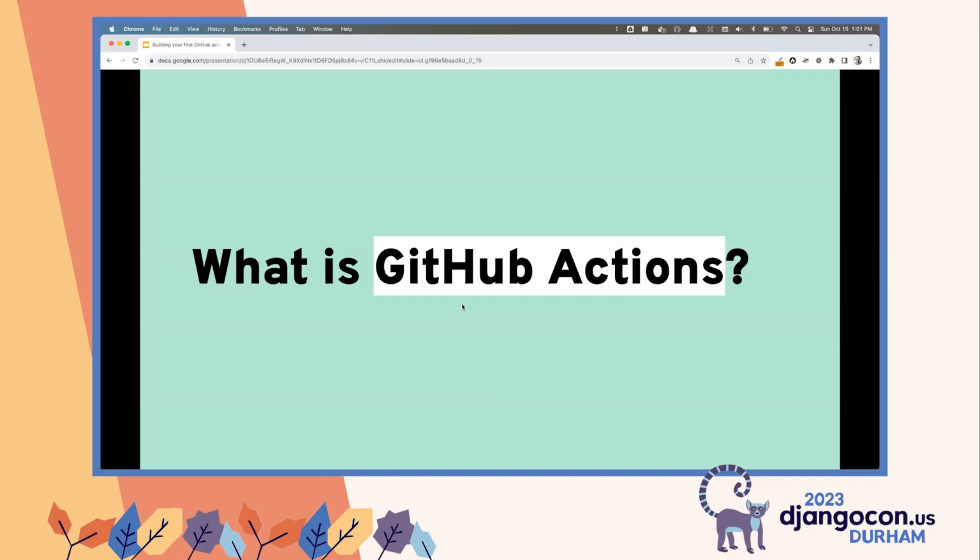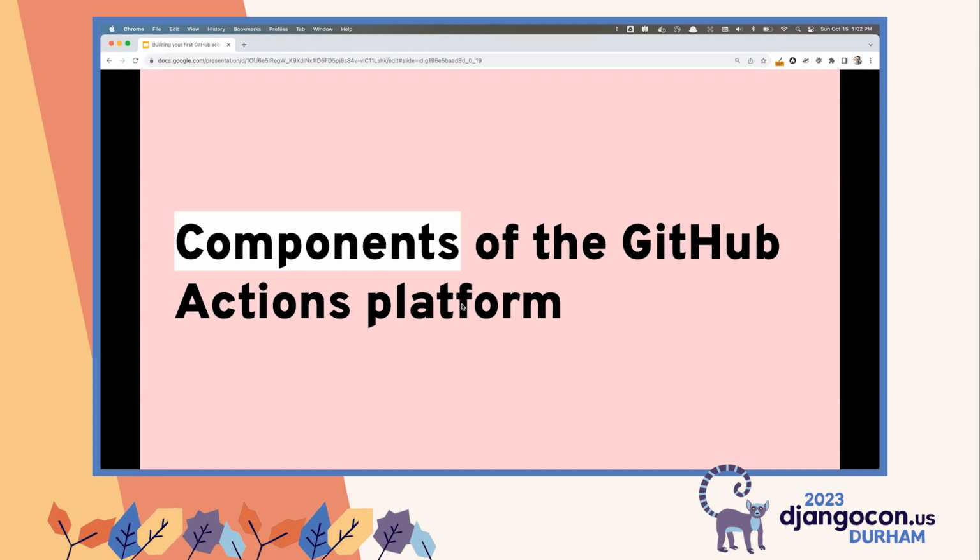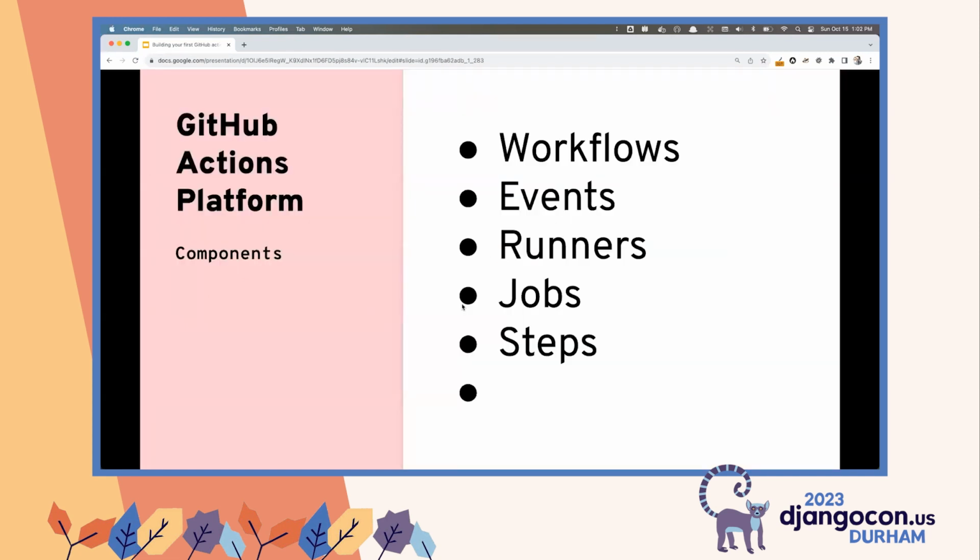So what is GitHub Actions? Well, GitHub Actions is actually a service. It's a continuous integration and continuous delivery platform that allows you to automate all the pieces surrounding your code base, whether that be automated testing or building or deploying, but everything surrounding that code base. So what are the pieces of GitHub Actions, that platform that you're going to use? Well, we have things like workflows, events, runners, job steps, and GitHub Actions with a little a.